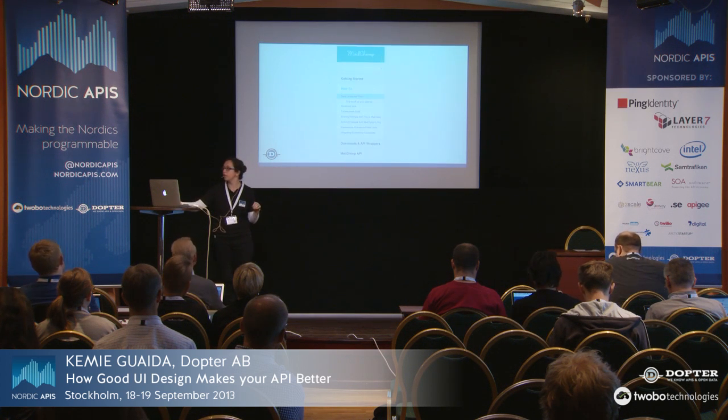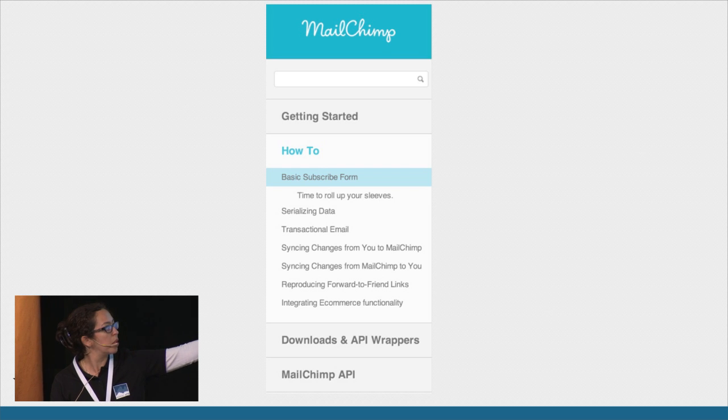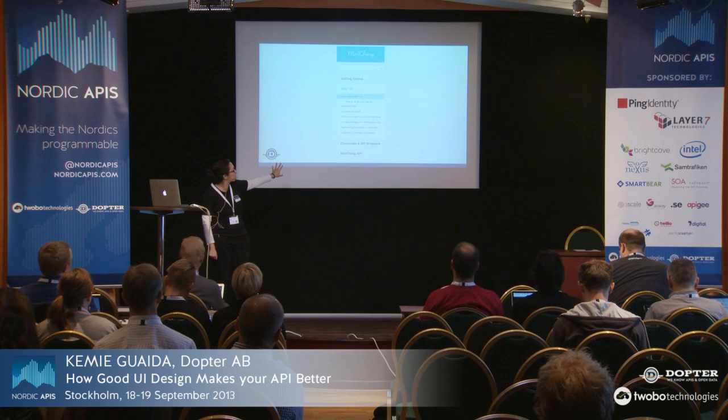I have an example here from MailChimp's API documentation. You can see how they've divided it into getting started, how to, downloads and API wrappers, and MailChimp API. And again, it goes from the beginner level to the more advanced level, following how a developer would progress: get started, read some guides, how to, and then get into the more technical side of things.